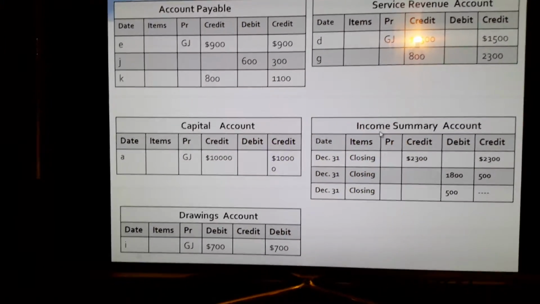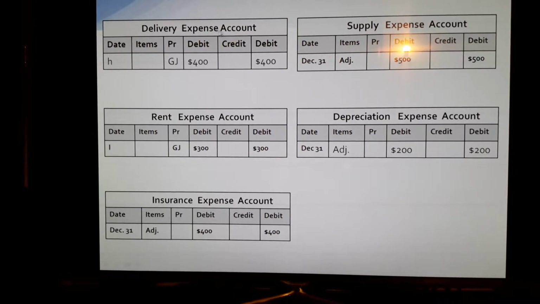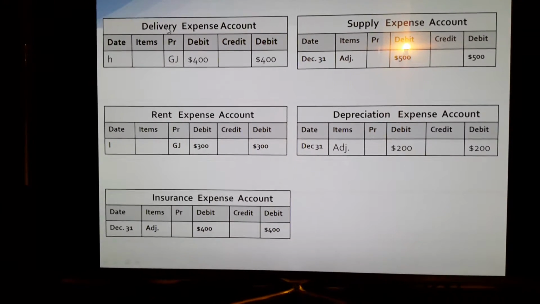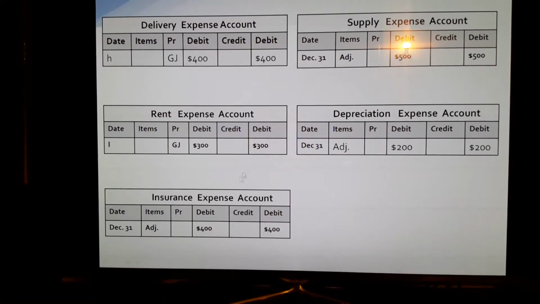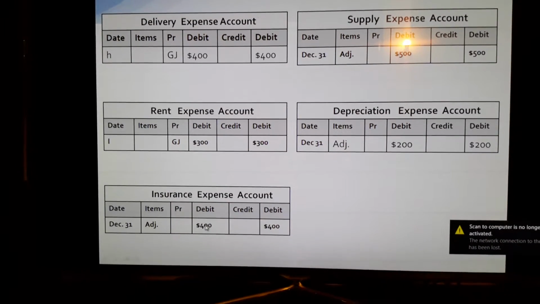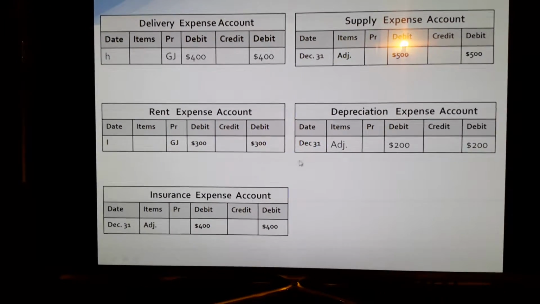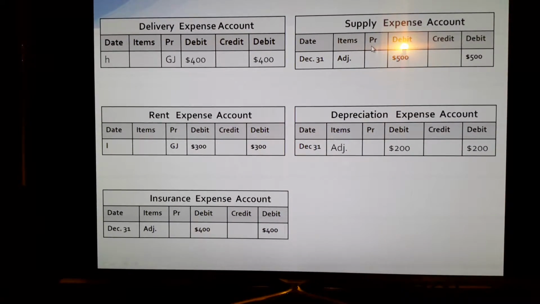I will have to come back to here. Okay. Continuation. These are our expenses. Delivery expense for the month is 400. Rent expense is 300. Insurance expense account. This is an adjustment right here. There was an adjustment that we did, but we'll come back to this when we do our adjustments. This is an adjustment too.